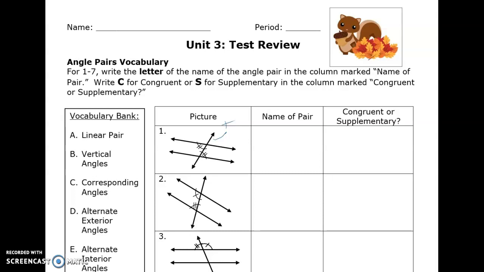For our first one, we look at the angle. The two angles that we have are on opposite sides of our transversal, and they're on the interior. Okay, they're in between the two other lines, so they are alternate interior angles, which is option E. And when we have parallel lines, these are always going to be congruent to each other.